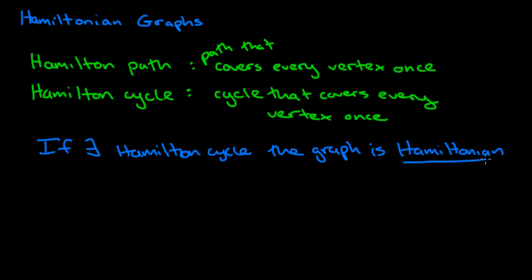Similarly, when we said that a graph was Eulerian if it had an Eulerian tour but not an Eulerian trail, the same thing is happening here. We say that it's Hamiltonian if it has a Hamilton cycle, not just if it has a Hamilton path. So let's take a look at a graph for which we can find a Hamilton cycle, so it will be Hamiltonian.